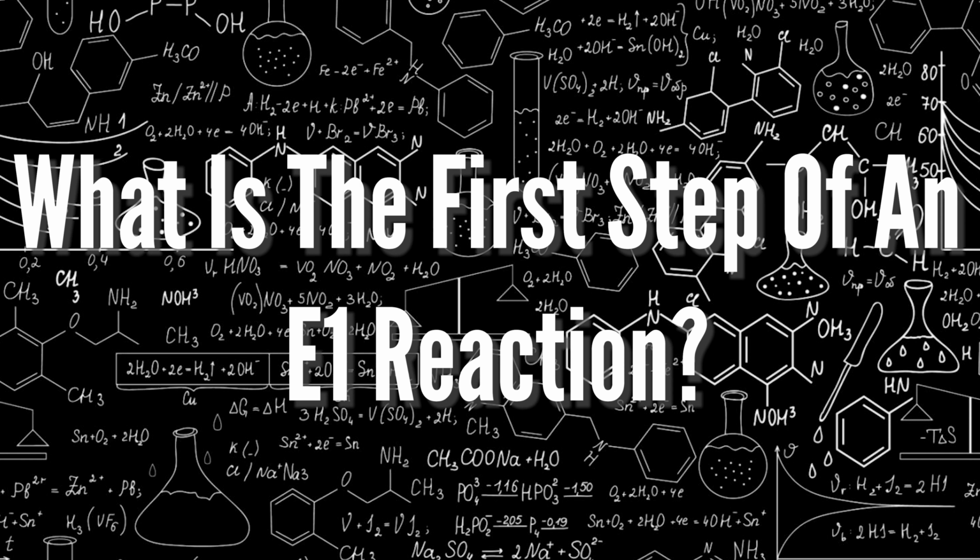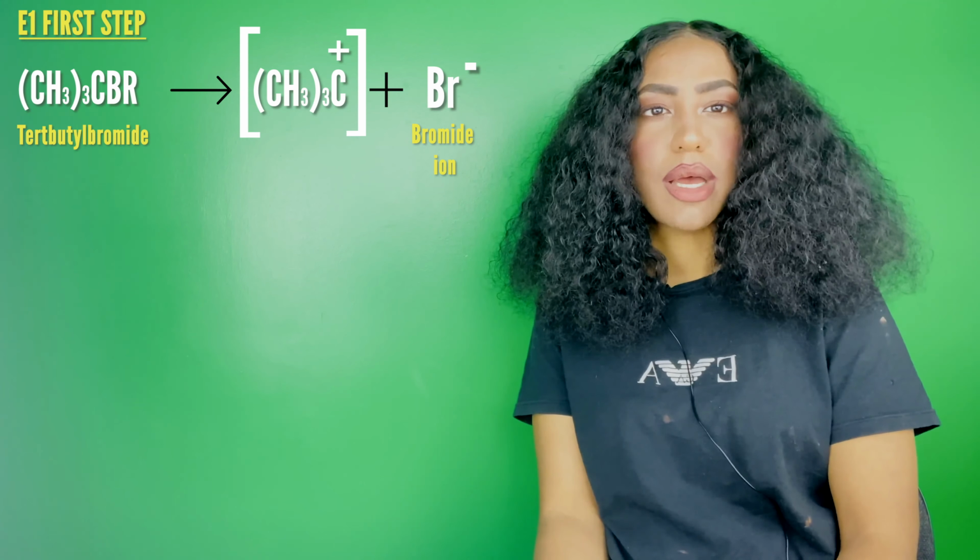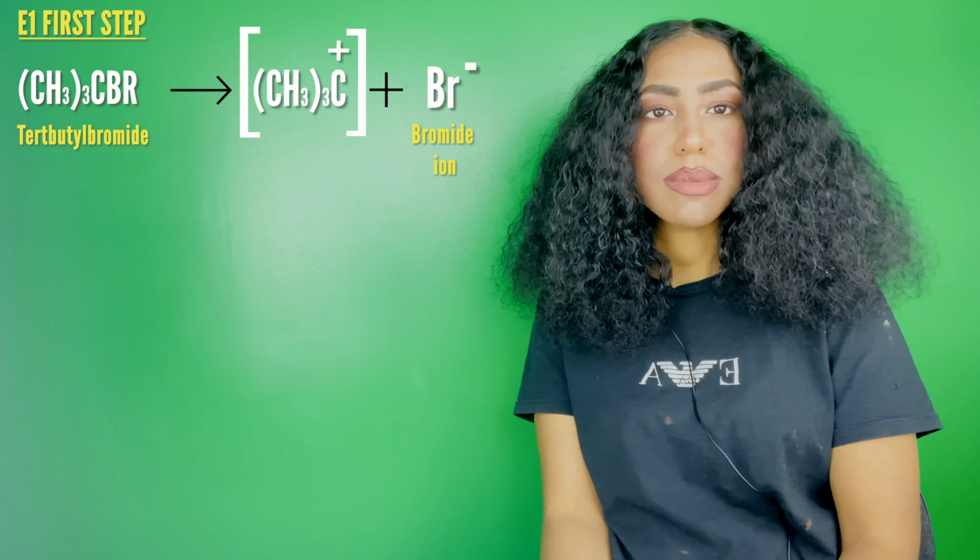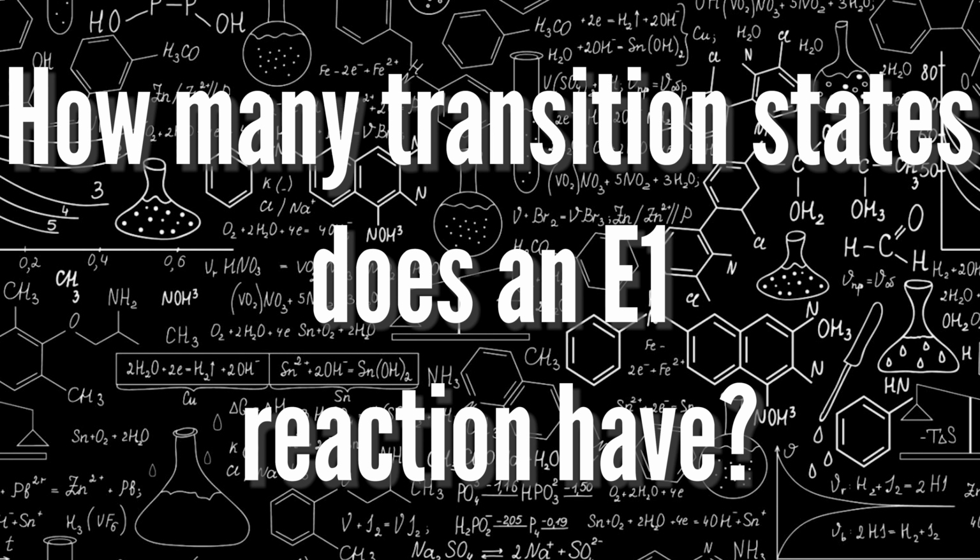Question number 2, what is the first step of an E1 reaction? The first step of an E1 reaction is the cleavage of the alkyl halide into a carbocation and a halide ion. I'm going to use this as an example, but the same principles apply to other reactions. Question number 3, how many transition states does an E1 reaction have? An E1 reaction has 2 transition states.